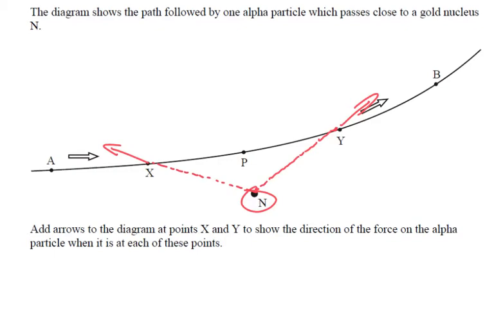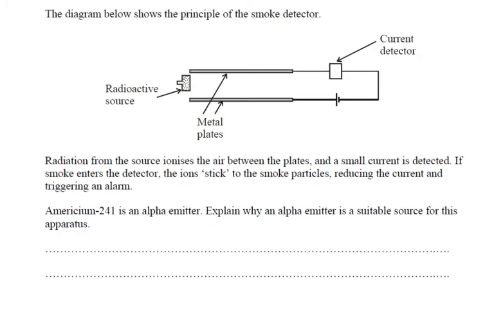There we go. The diagram below shows the principle of the smoke detector. Radiation from the source ionizes the air between the plates, and a small current is detected. If smoke enters the detector, the ions stick to the smoke particles, reducing the current and triggering an alarm. Americium-241 is an alpha emitter. Explain why an alpha emitter is a suitable source for this apparatus.